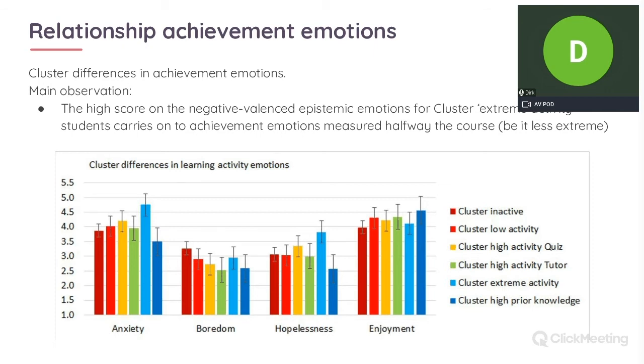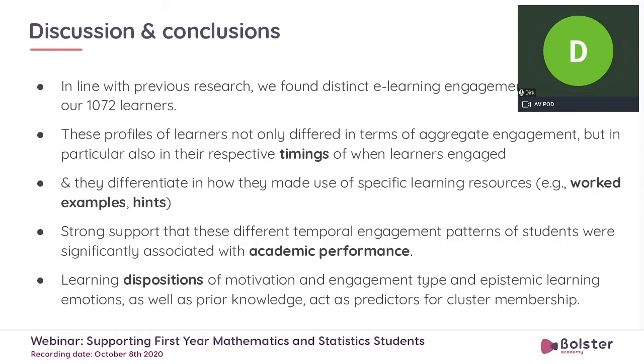And so the attractive thing is combining these trace data we get from the Bolster Academy with some background data we have from students, and because we get this data from surveys, you can understand the behavior of students in these learning environments. So that brings me to the finalizing discussion and conclusions.